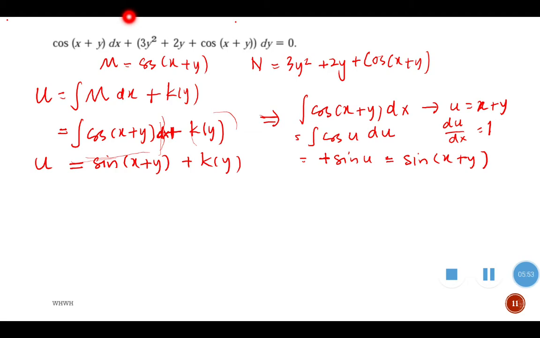Second step, substitute m with cos x plus y from the equation here. Third step, solve the integration for m dx too. Then now, coming to the next step.